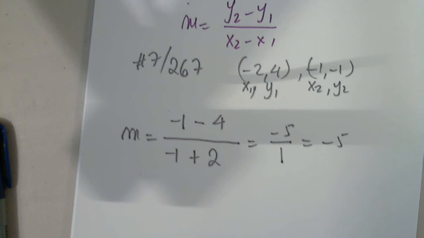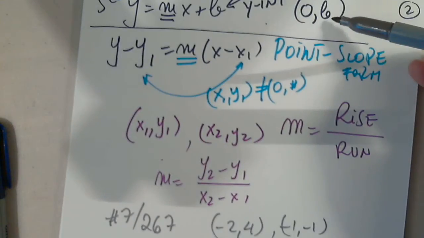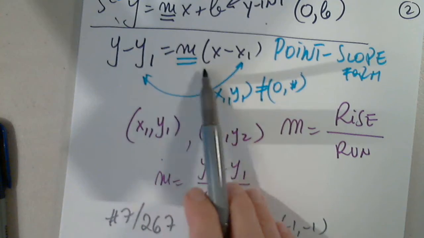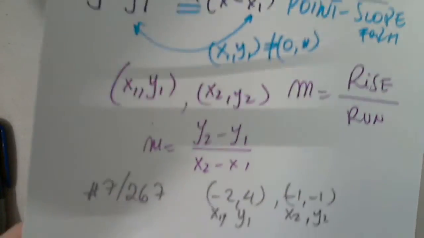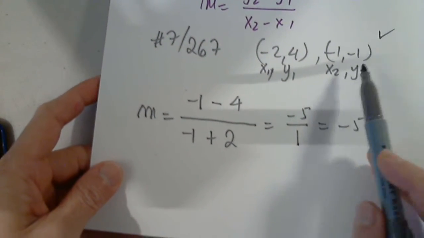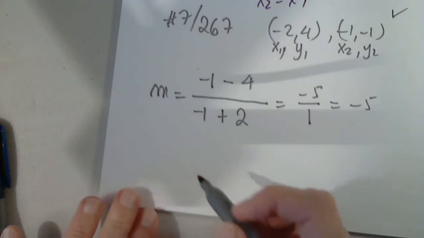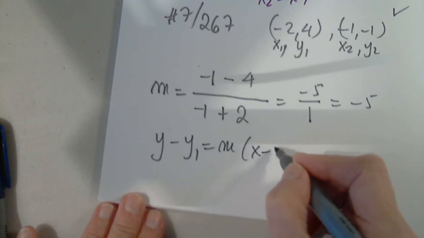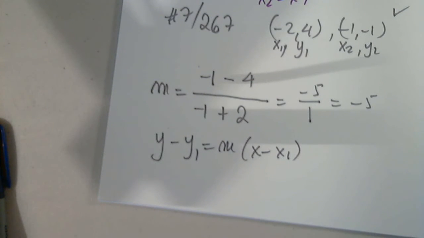None of the points is 0, a number. I will not use this. I will use this equation. And use any point. I prefer this one. I like it better as -1, -1. I write the equation as y minus y1 equals the slope times x minus x1. And again, you don't have to use my method, but this is what I like to do.